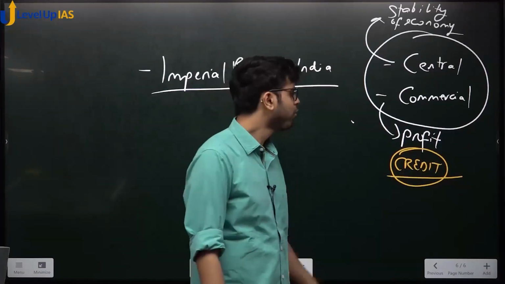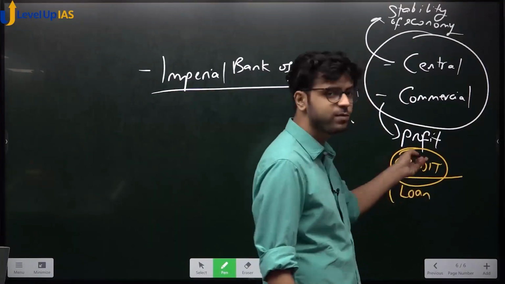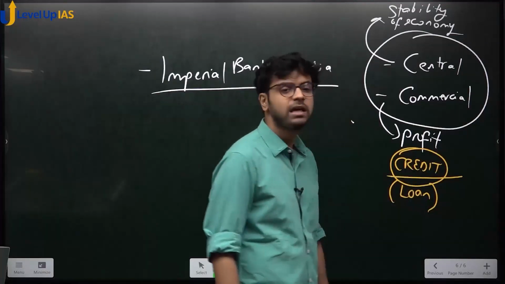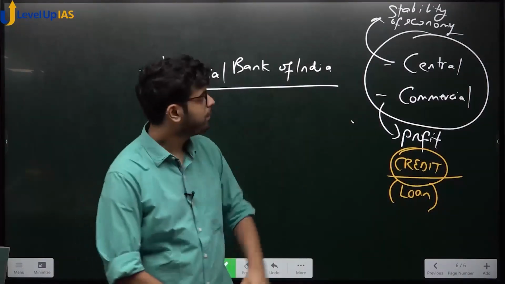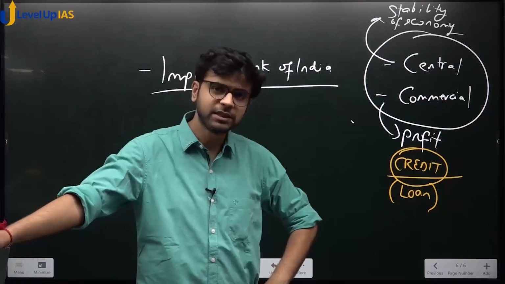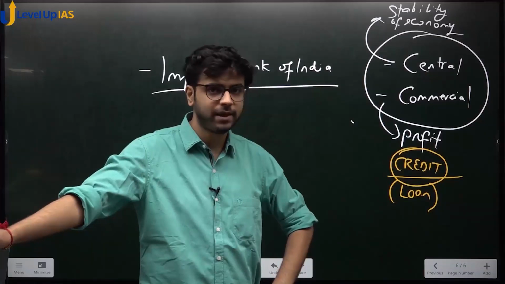Okay? So in common words, just for ease of understanding, I am telling you, there is a lot of difference between credit and loan also. But for our UPSC understanding, this is enough. Credit means loans. Now you tell me out of these, who gives loans to us? Commercial banks give loans to us. Whom do we repay loans to? Commercial banks, right?